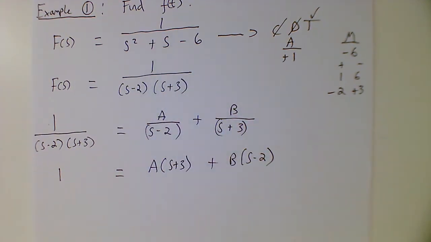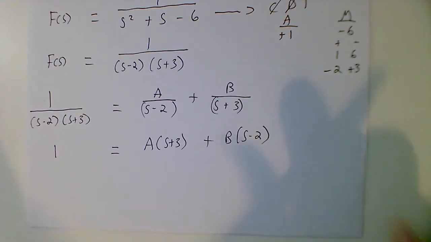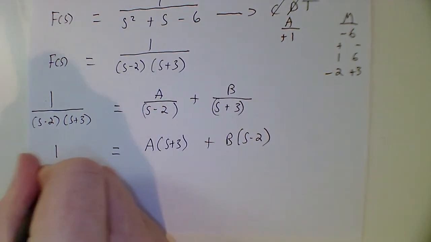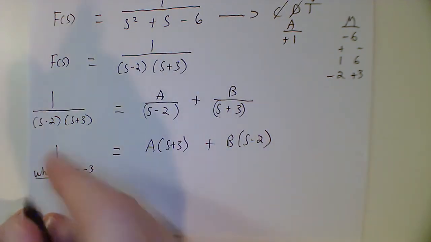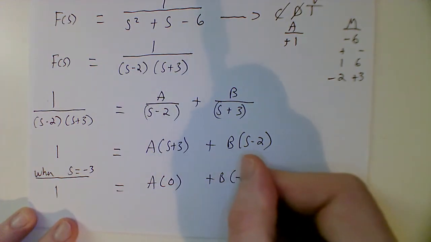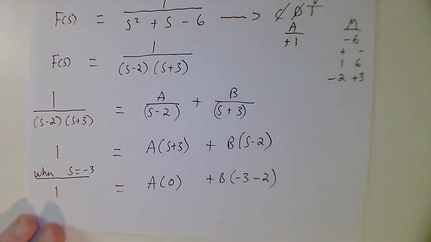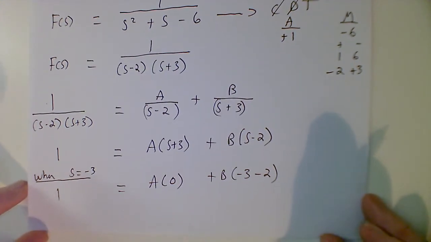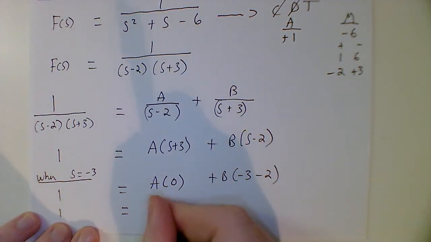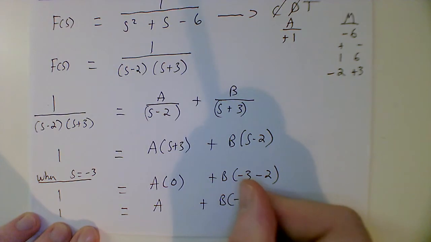Right, then what we do, just like we did in Engineering 3, is choose the two values of s that make the bracket 0. So when s equals negative 3, you just swap all your s's for negative 3. So 1 equals a multiplied by 0 plus b times (negative 3 take away 2). Right, so 1 equals a plus b times negative 5.